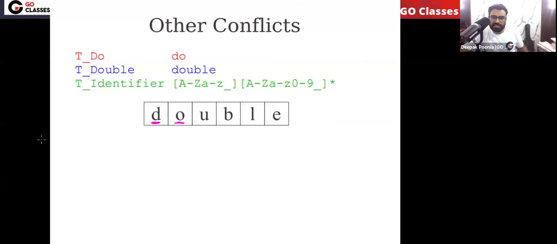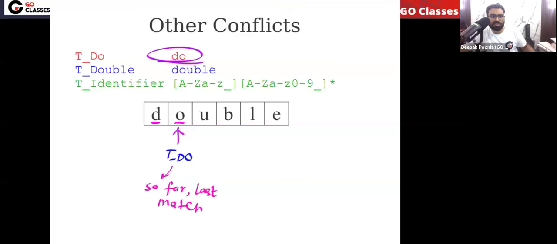So we will read the next character. Now you tell me, DO, who is in the race? All of them are in the race. But remember, because this DO is matching, let me put a marker here. TDO. This marker I am putting means that so far, this is the last match. Is this clear? This is the last match so far, because you can see this DO is already matching.